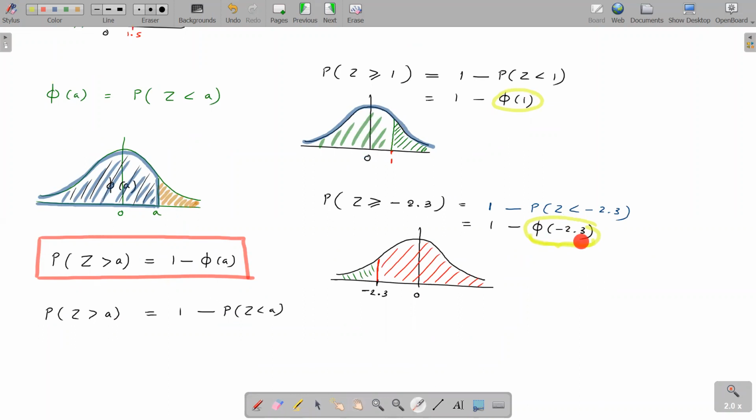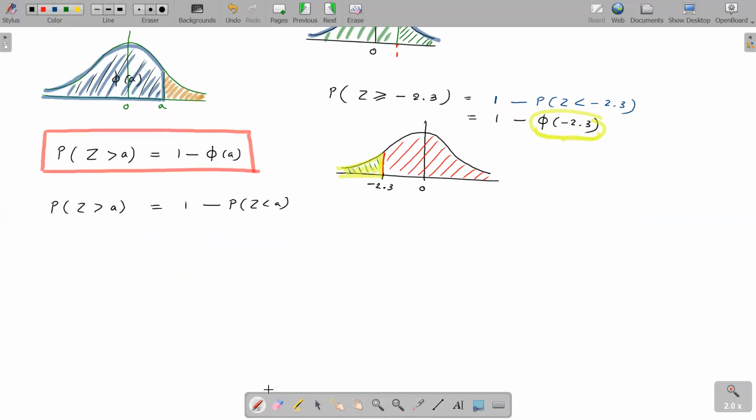By the way, here phi negative 2.3 is the area behind minus 2.3. So you need to understand that you get a positive figure for it, right? Because you are getting an area, and this area is a positive answer. So phi minus 2.3 is not negative. You get some kind of a 0 point figure for this area. All right, guys? Another important thing I want to emphasize here, using the symmetry.